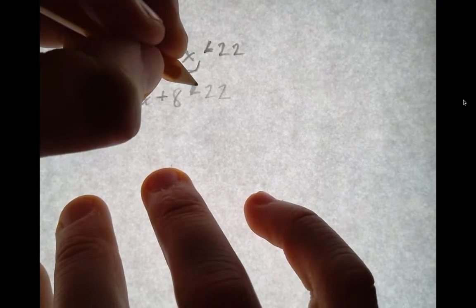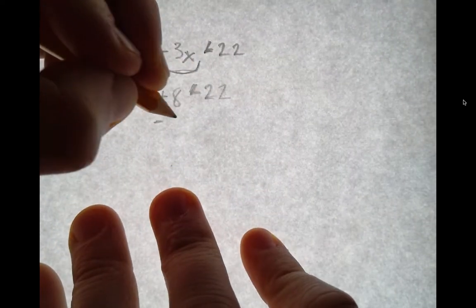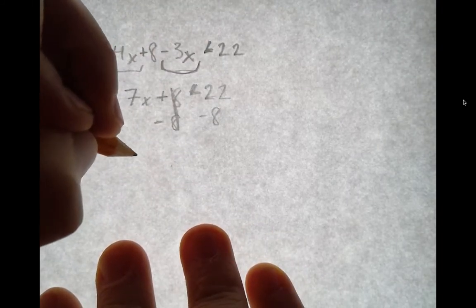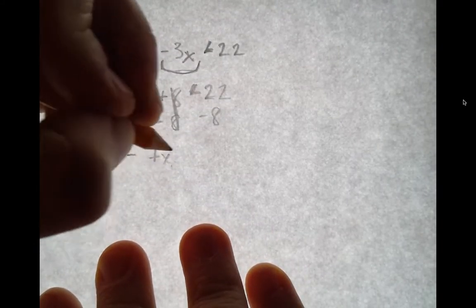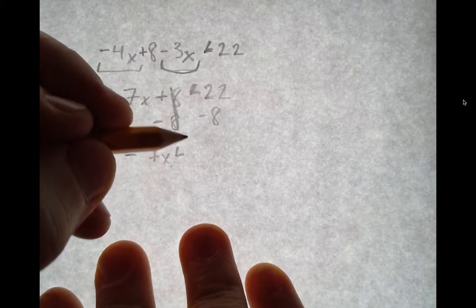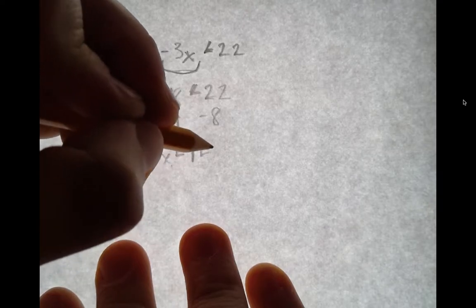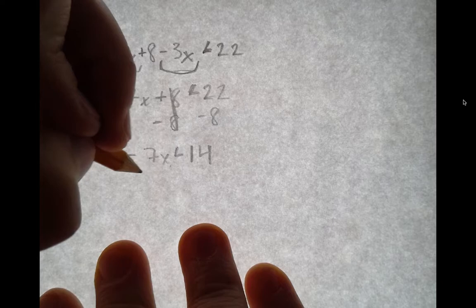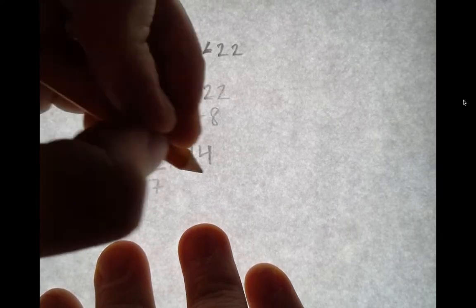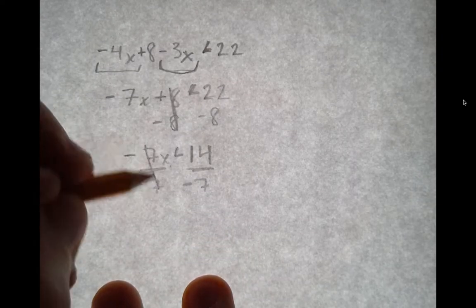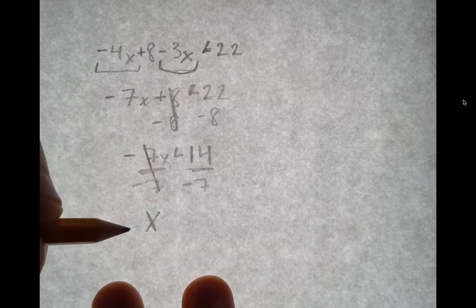And let's keep going. I want to get the x all alone, so let's start by subtracting 8 from both sides. I've got negative 7x less than 22, take away 8. That's going to be 14, which is nice because I've got a 7 over here. I have to end up dividing by the negative 7 to get x alone. Divide by negative 7. These will cancel. I've got x left on the left side.